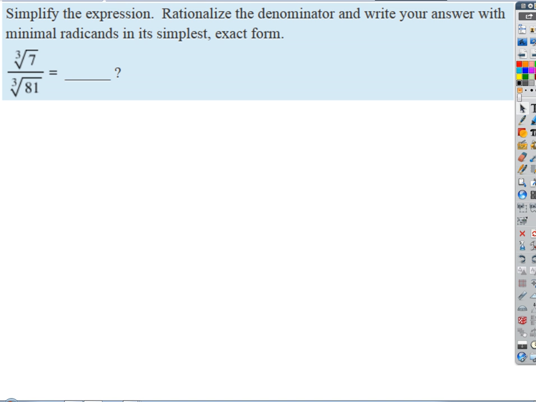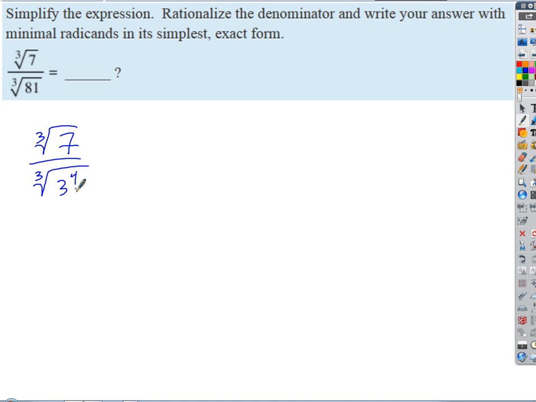So what are we going to do? Any ideas? Is there a way we could rewrite 81? Yes. How could we rewrite 81? So okay, 81 you're saying we could write in terms of a small base, right? We could write that as 3 to the 4th. Everybody agree? Okay. So what's that give us then? We could write this as the cube root of 7 over the cube root of 3 to the 4th, right?